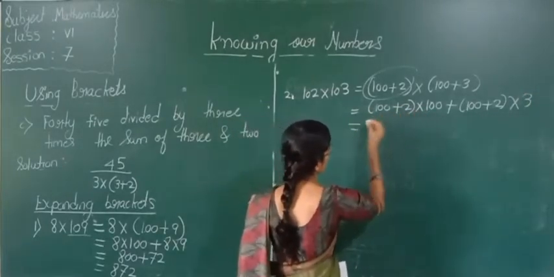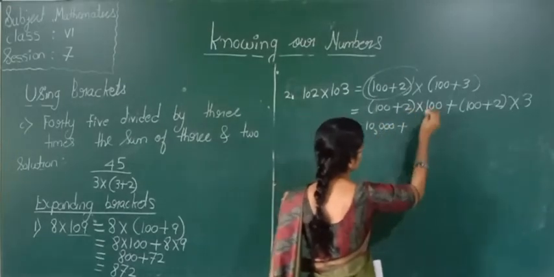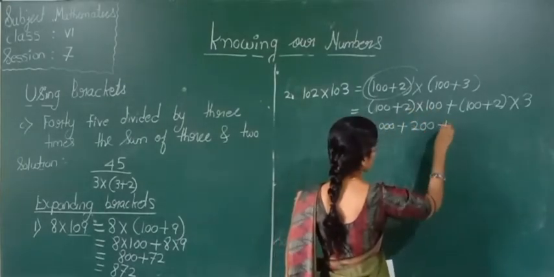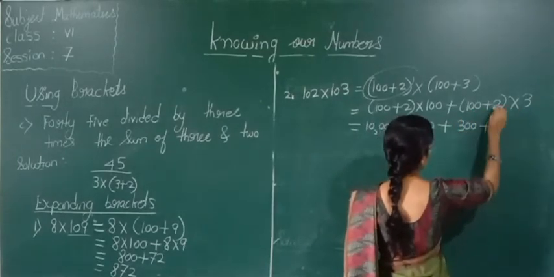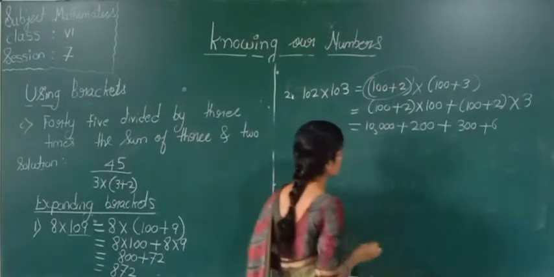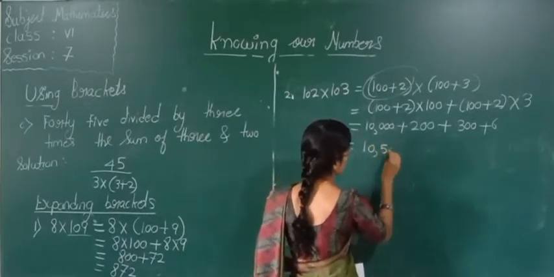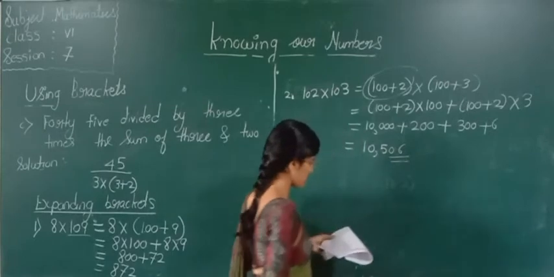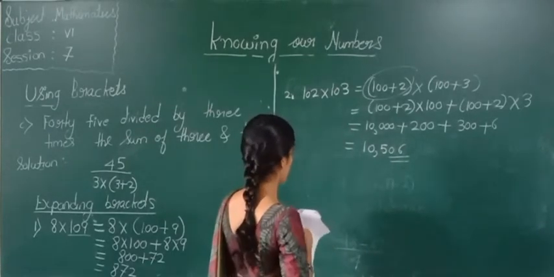100 into 100 is 10,000, plus 2 into 100 is 200, plus 100 into 3 is 300, plus 3 2s are 6. It will be 10,506. Okay, we will see one more.